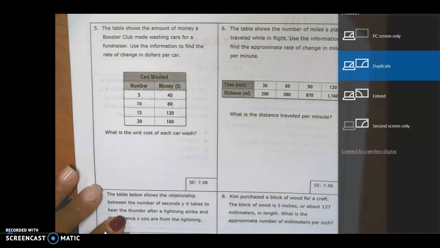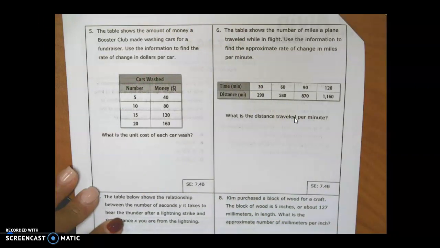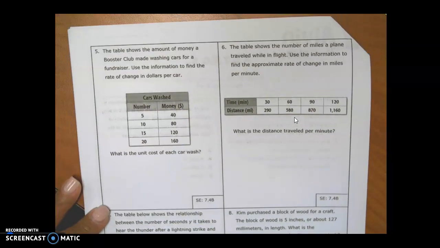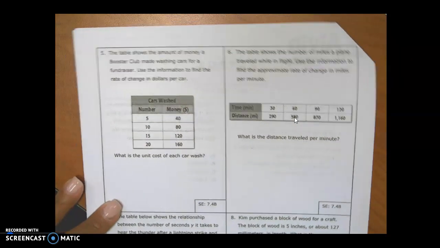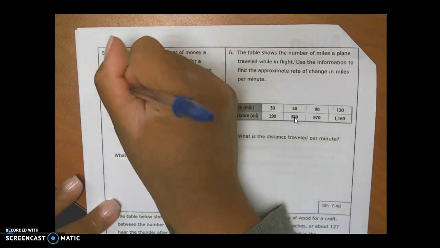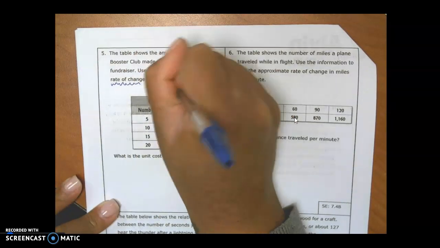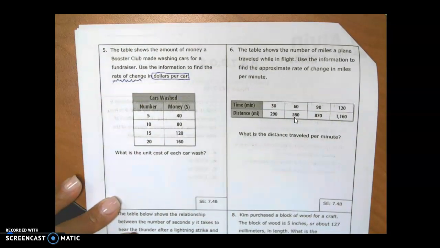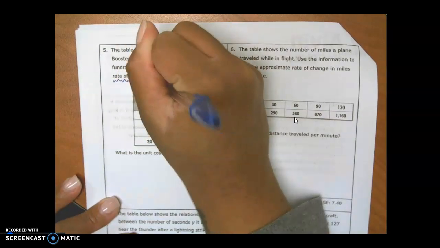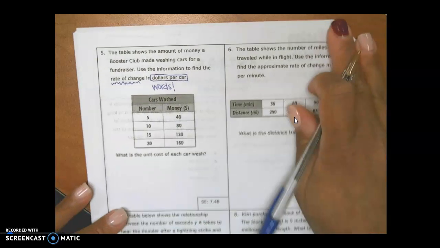The table shows the amount of money a booster club made washing cars for a fundraiser. Use the information to find the rate of change in dollars per car. So we've talked about rate of change, but then they give me the ratio using words. These are important. I need to keep them in mind when I make my proportion.